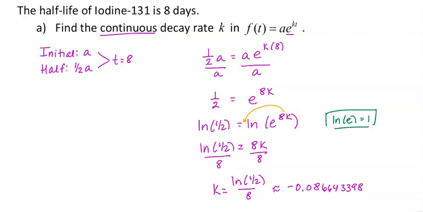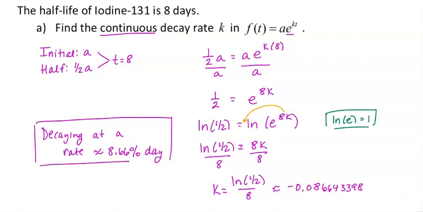Think about what this is telling you. It's negative since the amount is decreasing. This is telling us that our substance is decaying at a rate of approximately, if we round it off here, so think about moving your decimal place 2 places to the right, about 8.66% per day. So k is telling us our continuous decay rate. Our time here is measured in days, so it's decaying or decreasing at a rate of about 8.66% per day.